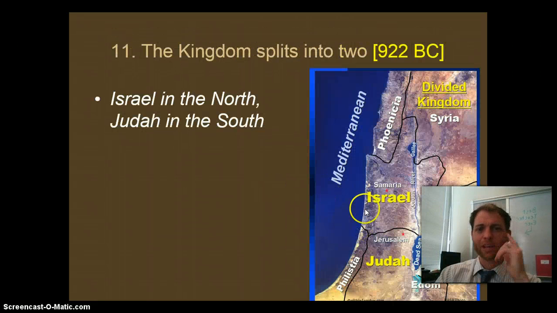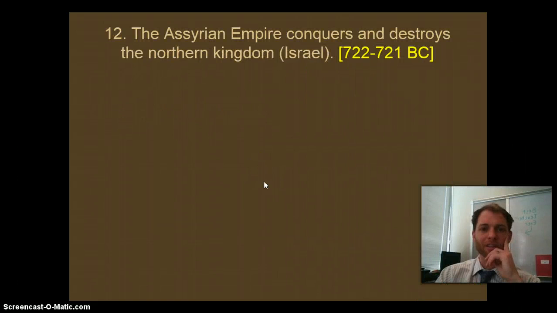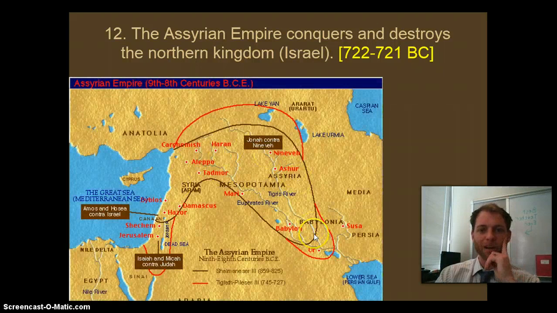Okay, but then the weakened, split empire gets conquered by the Assyrians. The Assyrians come in and destroy the northern empire. So this is the Assyrian empire here. You'll notice it follows the Fertile Crescent route because nobody wants to live in the desert. So they come and conquer the northern kingdom.